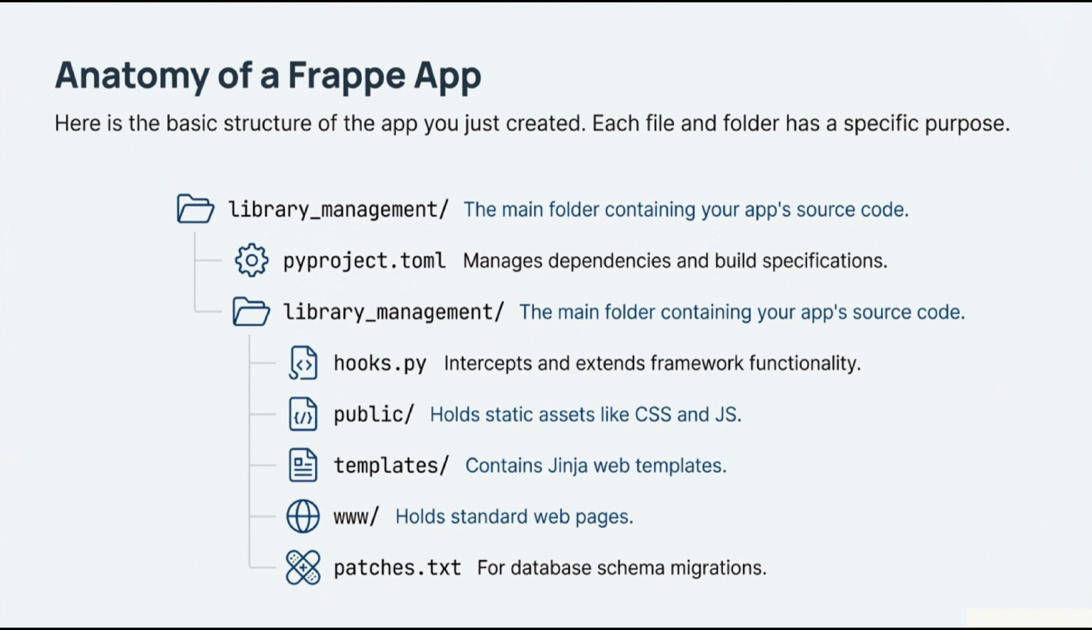Let's quickly look at the anatomy of your app. Hooks.py, this is the brain. It intercepts and extends framework functionality. Public, this holds your static assets like images and CSS. www, this is where your standard web pages live. pyproject.toml, this manages your Python dependencies.